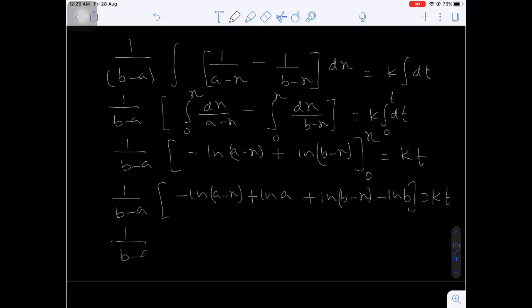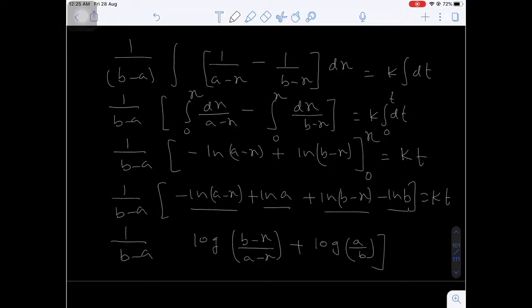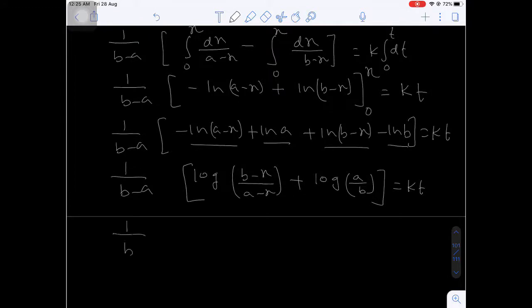So this will be 1 by b minus a. Now log a, and this will be minus log b. Shall I write log of a by b formula? Plus this will be log a, this will be log b, so log of a by b, that will be equal to k times of the time interval. Now again what I am writing, 1 by b minus a, this will be log a plus log b, log of ab, so a by b into b minus x by a minus x.